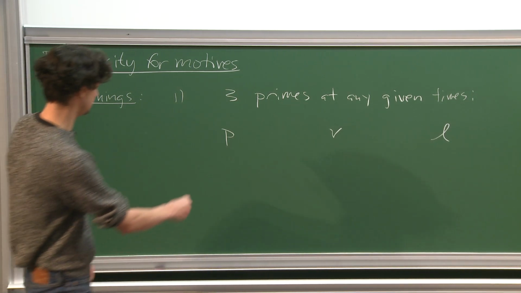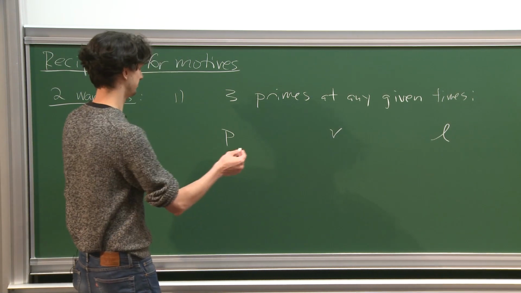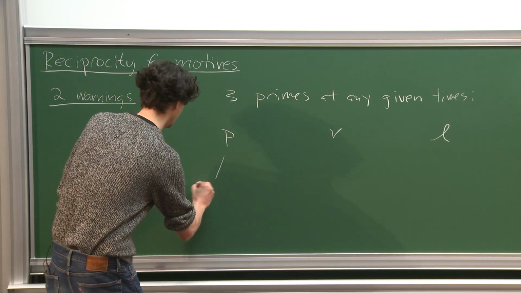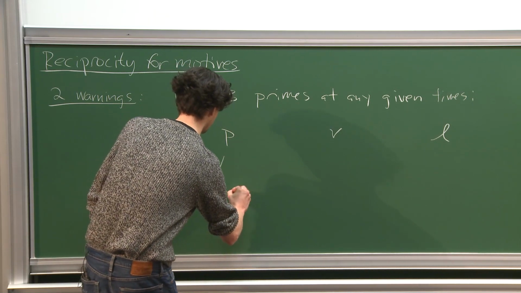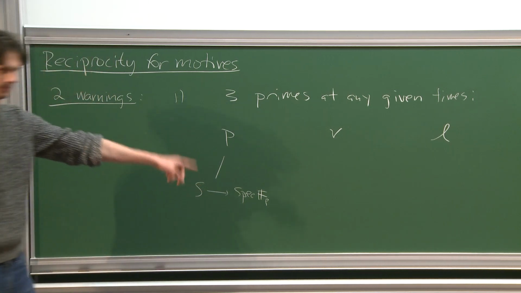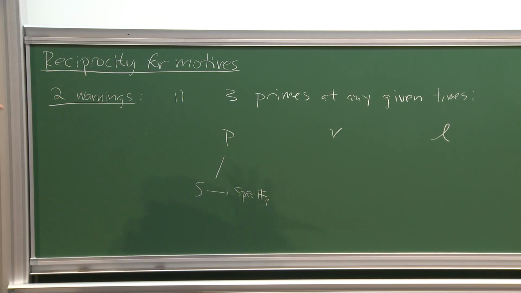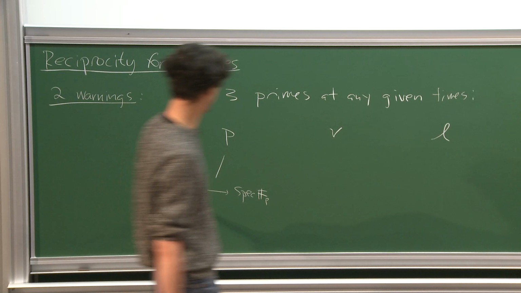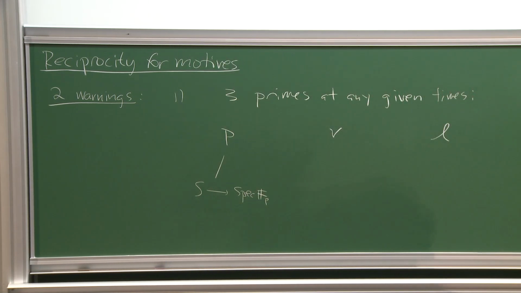So what role will the P play? Well, we're going to have some base scheme that we're going to be considering, and the P will indicate if, for example, it's a scheme over Fp, so a scheme in characteristic P, then that will be that P, okay? So if we're living in characteristic P, our geometric object, then that's the P.